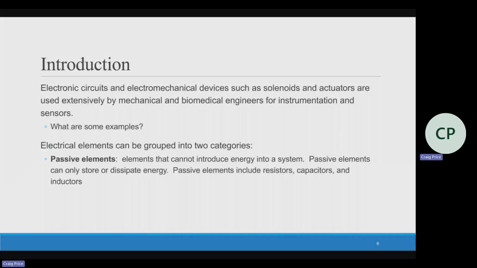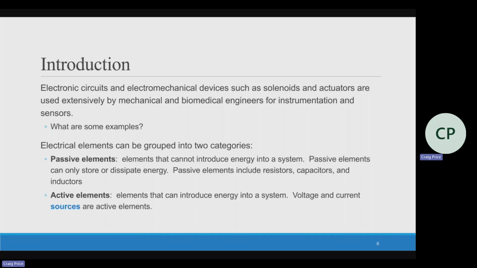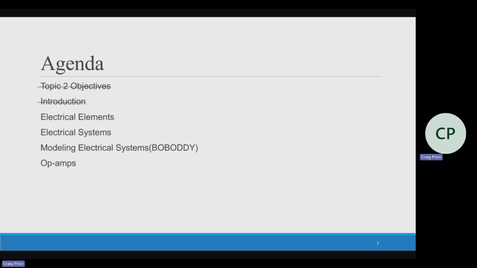So the elements we're going to talk about: there are passive elements. These cannot introduce energy into a system. These include resistors, capacitors, and inductors. Now, some of them can store energy, but they will not introduce energy. So that's a passive element. And then we also have active elements. These do introduce energy into a system, such as a voltage or a current source. Okay. So we're going to go through all those different elements.